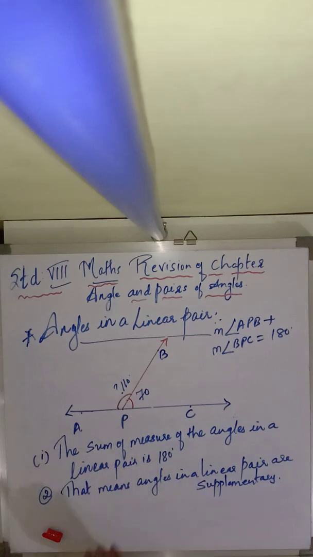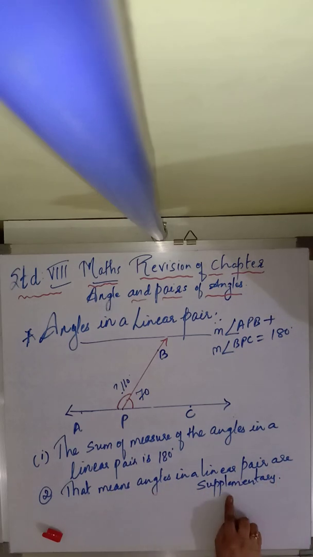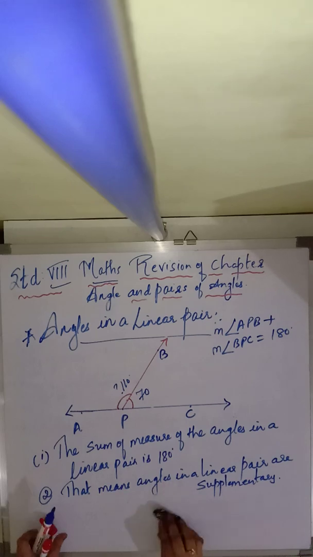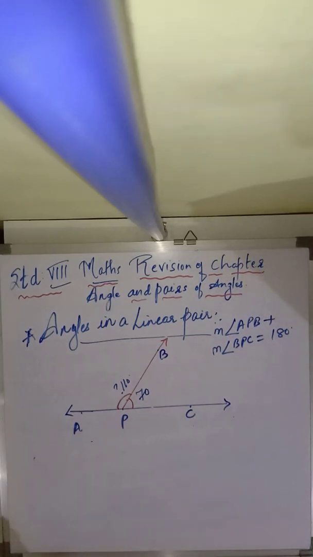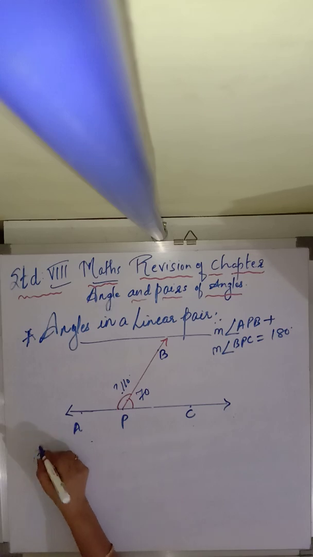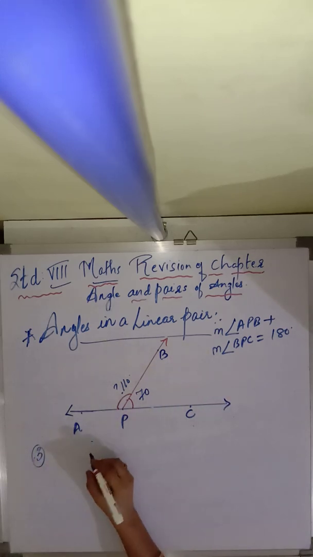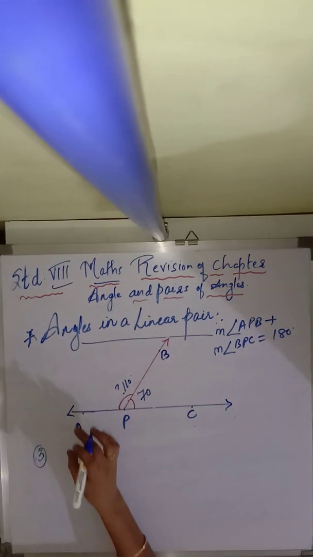So you are going to copy these two points. The sum of measures of angles in a linear pair is 180 degrees. That means angles in a linear pair are supplementary. One more point I would like to write about. You are just copying down the third point, then I will explain it.